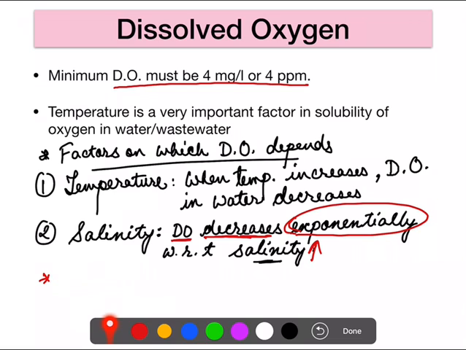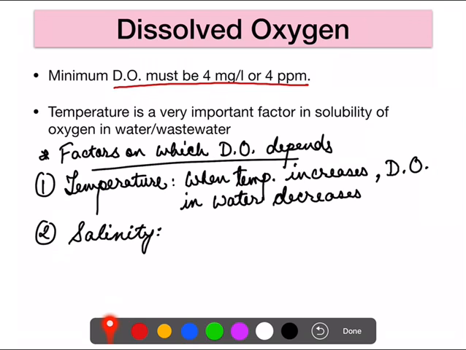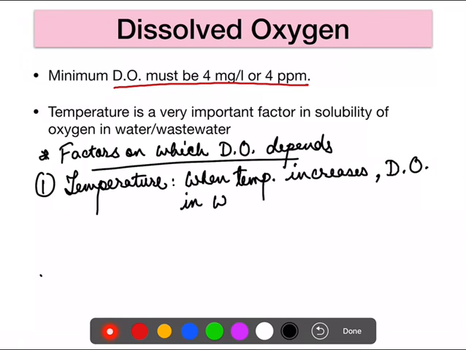Okay, so the third most important factor is pressure. So how is pressure related to DO? Pressure is directly proportional to the amount of DO. That means if pressure increases, the amount of dissolved oxygen will also increase.